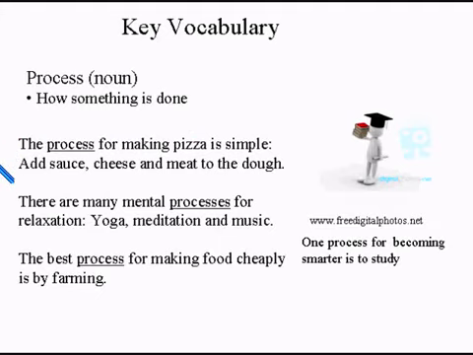Add sauce, cheese, and meat to the dough. There are many mental processes for relaxation: yoga, meditation, and music. The best process for making food cheaply is by farming. That would be compared to finding your food in the forest, or fishing every single day, or hunting. Now, the process for making pizza: add sauce, cheese, and meat to the dough, then bake for 25 minutes, etc.